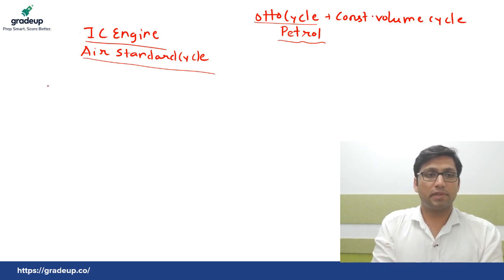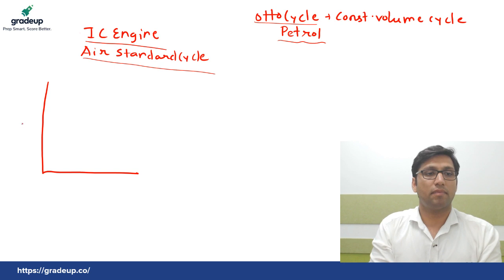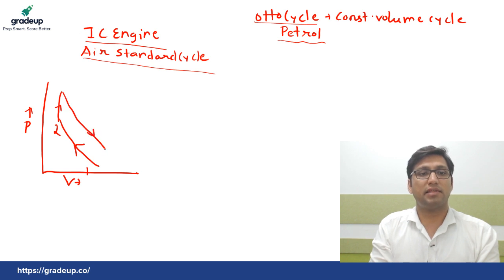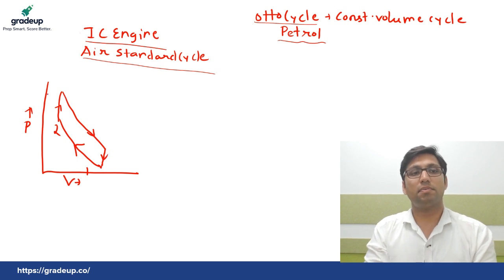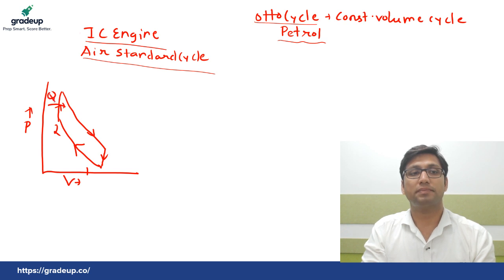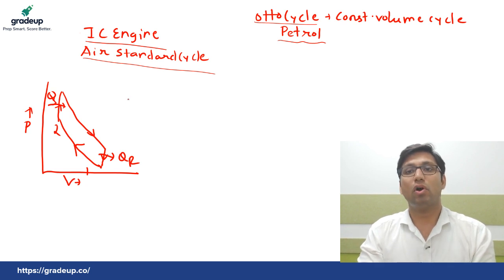If you represent the Otto cycle on a PV diagram, that is a pressure and volume diagram, it consists of two isentropic processes. From 1 to 2, it is isentropic compression, then constant volume heat addition, then isentropic expansion, followed by constant volume heat rejection. Since in the Otto cycle heat addition and heat rejection take place at constant volume, that's why it is also called constant volume cycle.